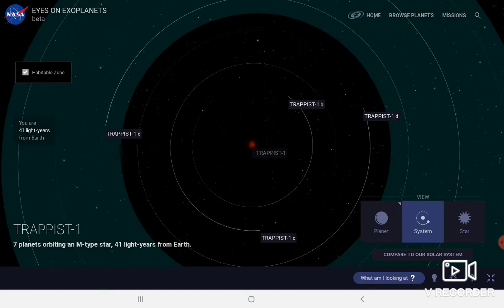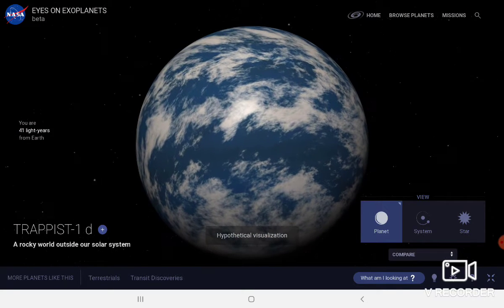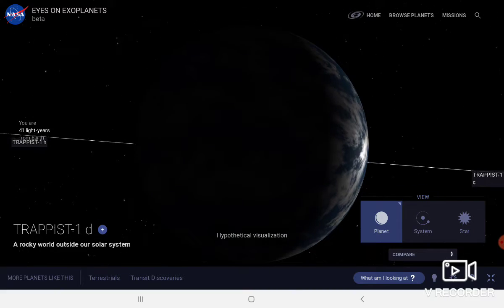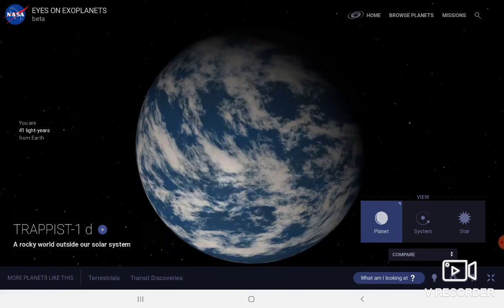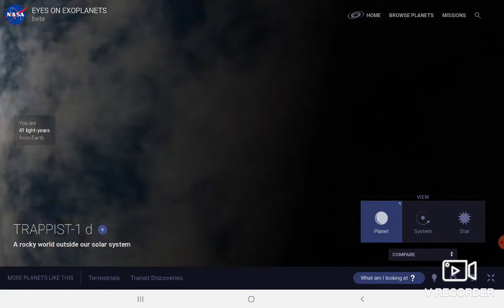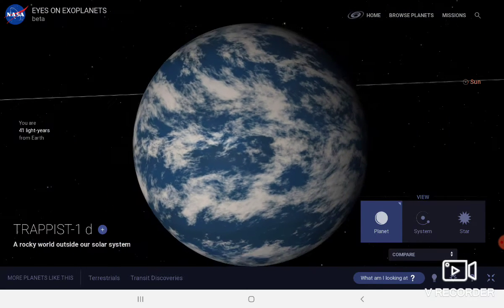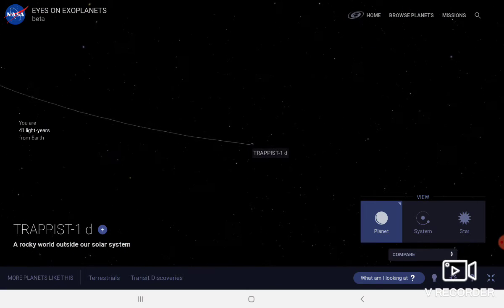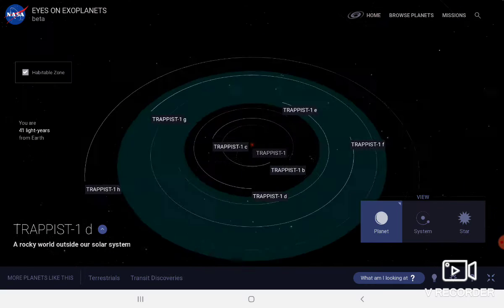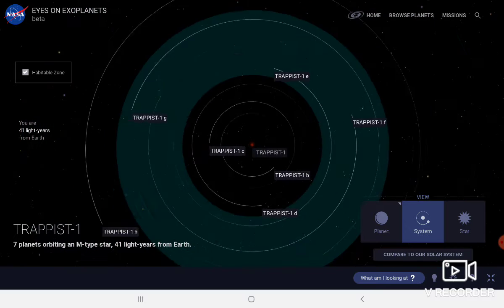Let's do TRAPPIST-1D. This is fully covered with oceans. There is some land in some parts, like this, and some land in the South Pole, but it's fully covered with oceans. Because it is in the middle of the habitable zone, I think. Yes, it is in the habitable zone.